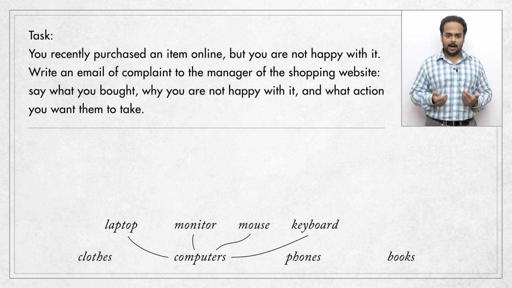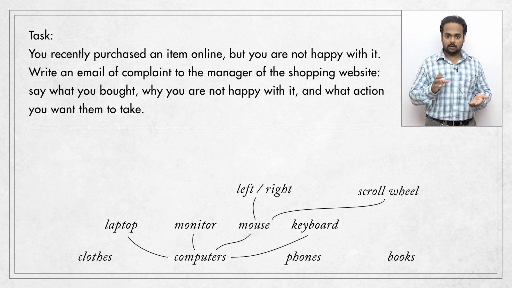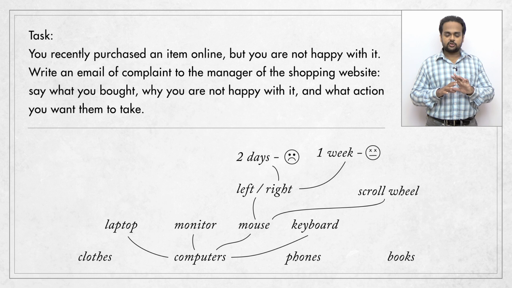Now, if I bought a mouse, what problems might I have with it? I think the most common one that people face is with one of the 2 buttons. Let's pick the right-click button, but you can also have trouble with the scroll wheel. That's the wheel in the middle. So I bought a mouse, and maybe just 2 days later, the right-click button started having problems. But I'm going to say that now it's been a week and the button has just stopped working. Now you can see that I'm just using my imagination here.